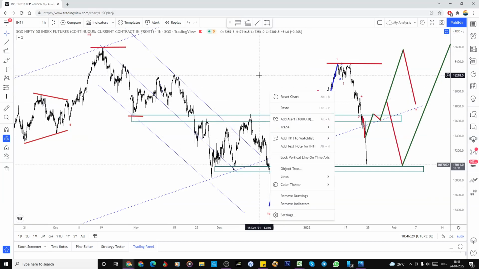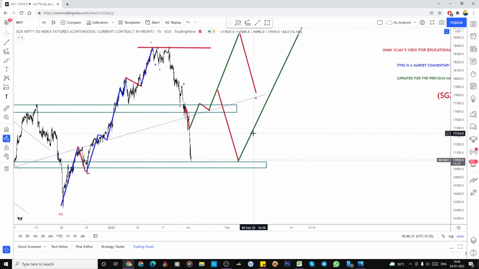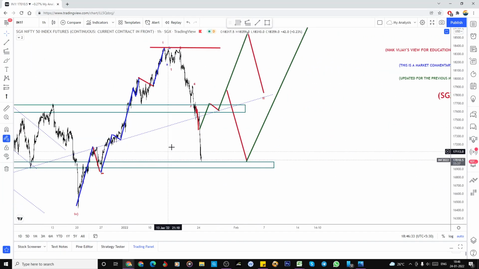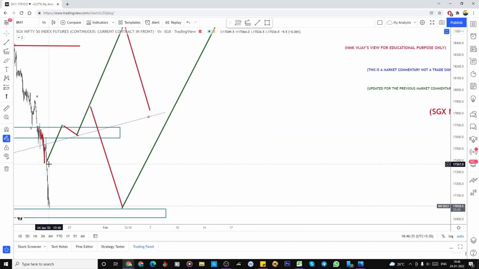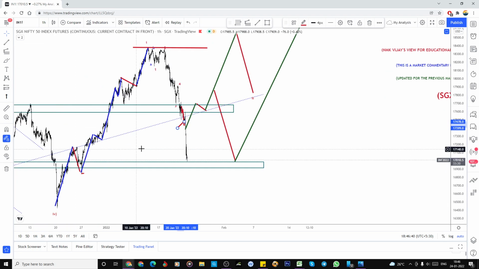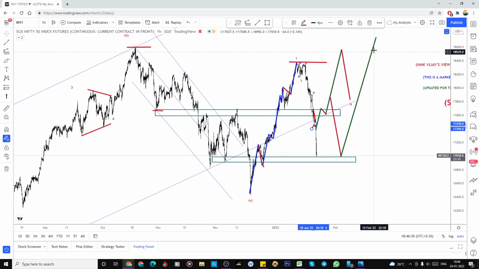So what we discussed yesterday, right? I thought from here after the break to the previous low, there is a chance for this to be a leading diagonal and one more 1 2 3. So later onwards I'm expecting this zone to reach, and afterwards I'm expecting the bounce.